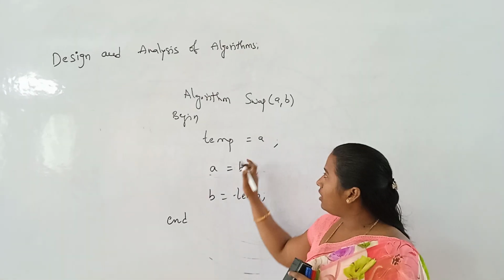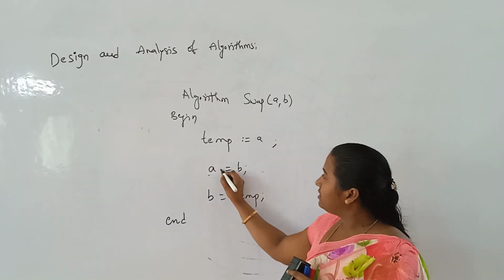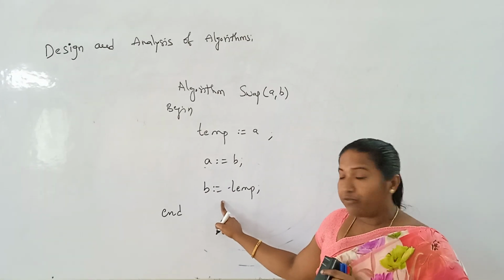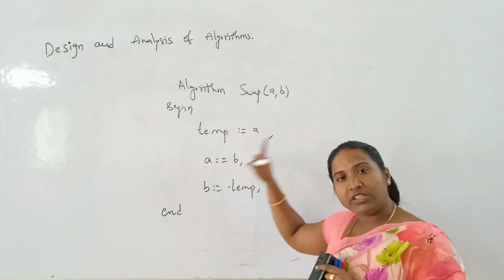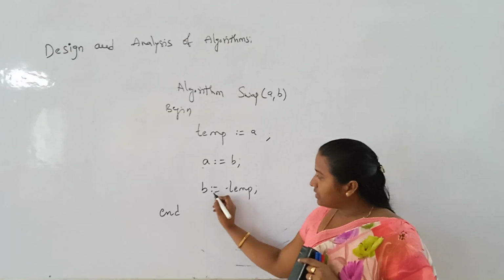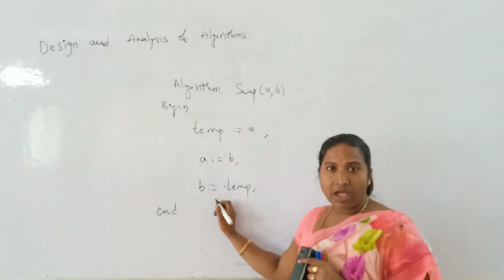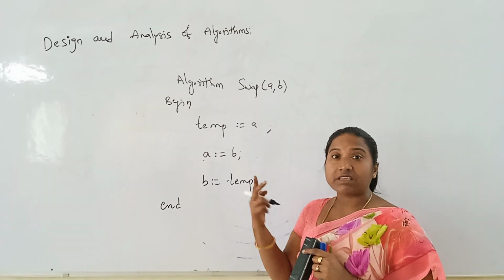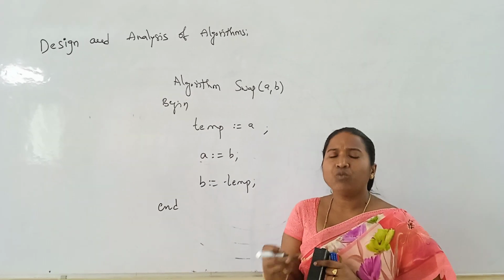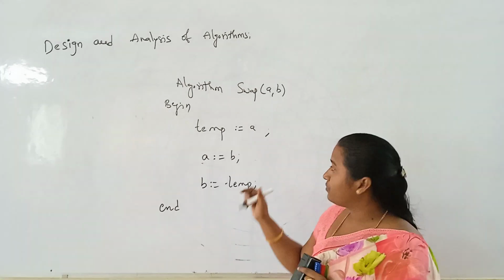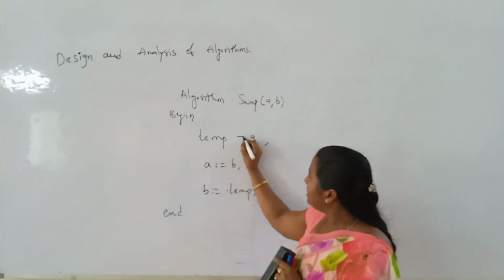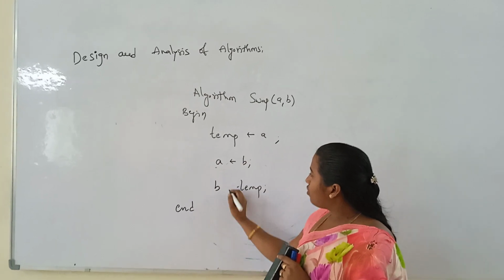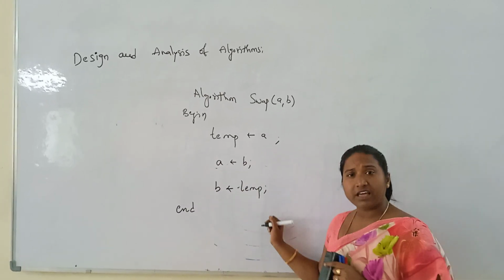The second is the equal to symbol, which is the assignment operator, which I put as equal to in the program. Here in the algorithm, I am using colon equal to as the assignment operator. This is the second thing that has to be in the algorithm. And the third, I can write the algorithm even like this. And this is the designing of an algorithm.